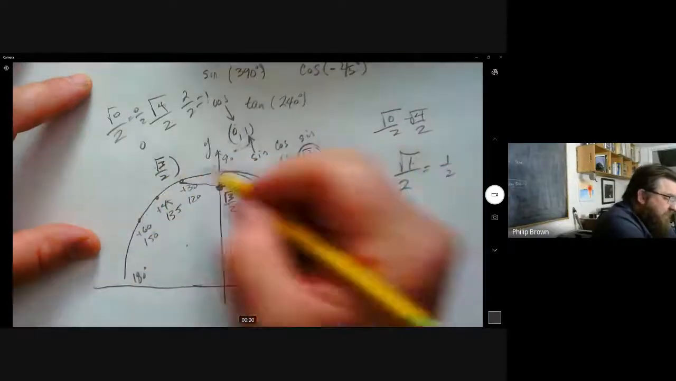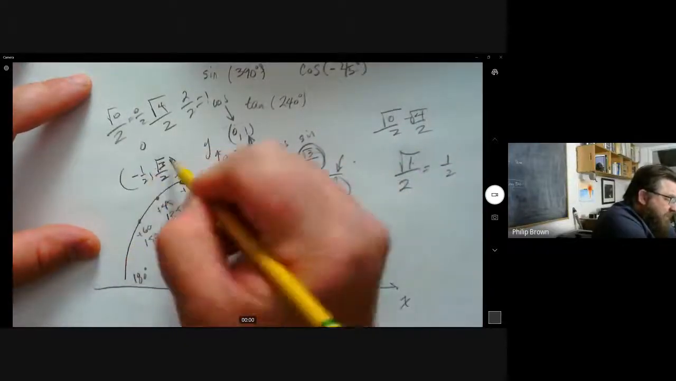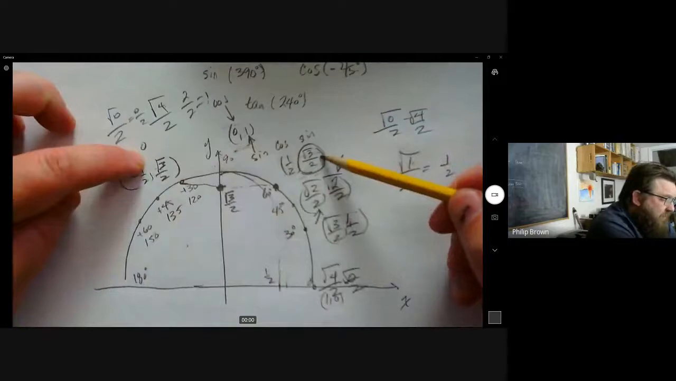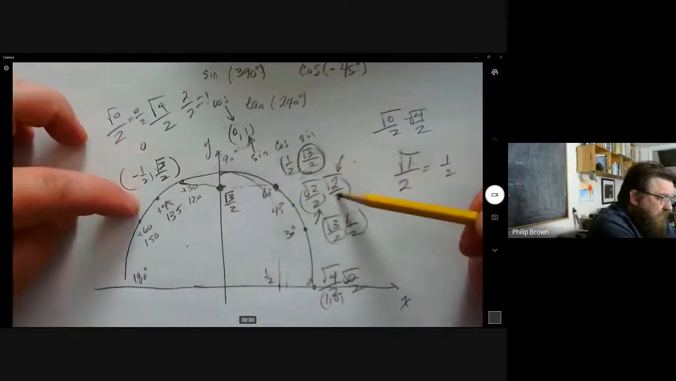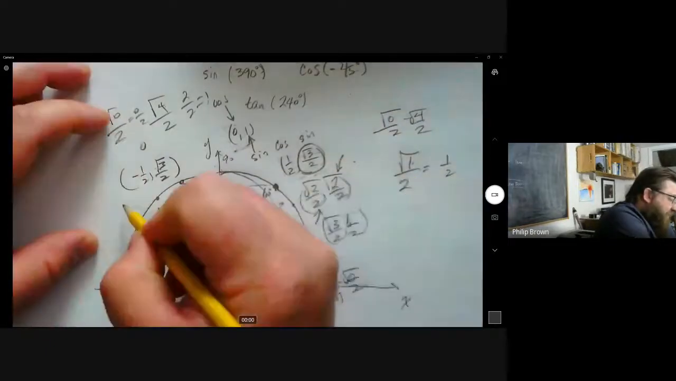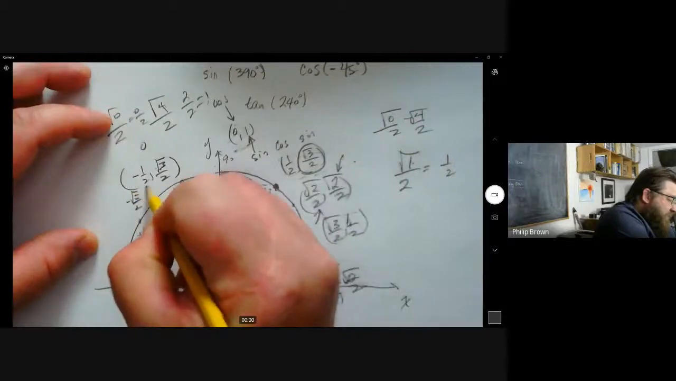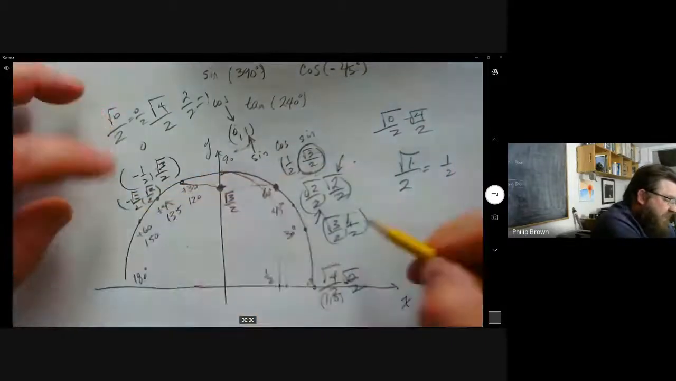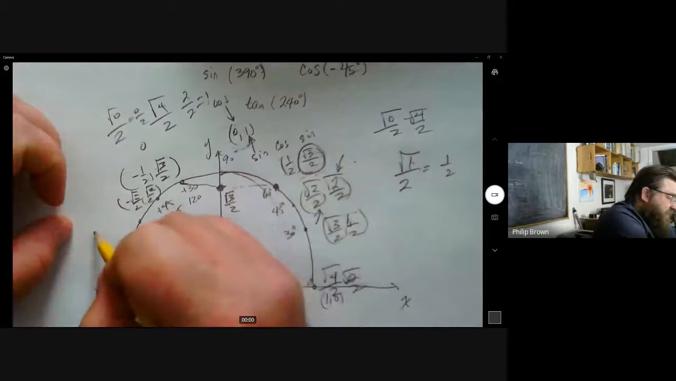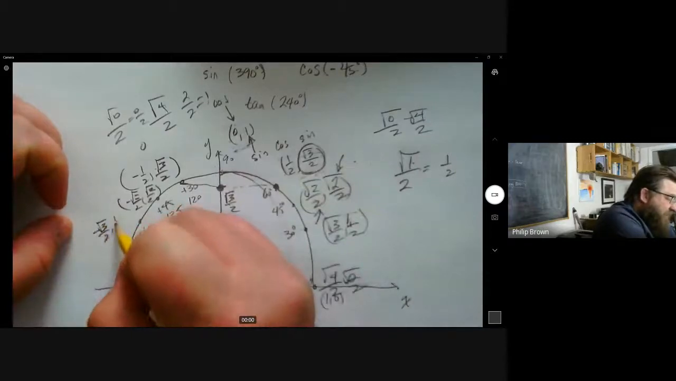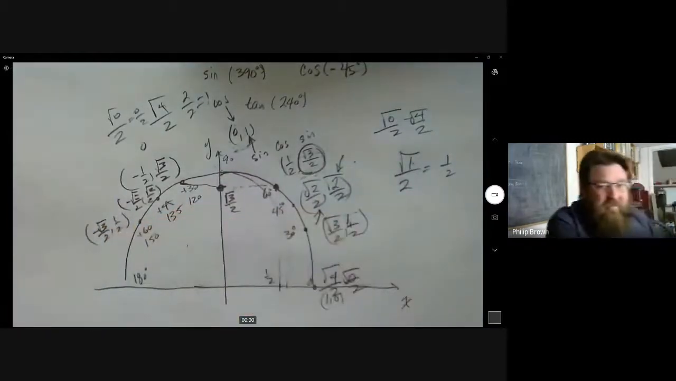The only difference is now x is negative in the second quadrant. So these two are the same, different sign. These two will be the same, different sign. So negative root 2 over 2, root 2 over 2, same thing. And then these two are the same, but x is negative in the second quadrant. You see how that works?